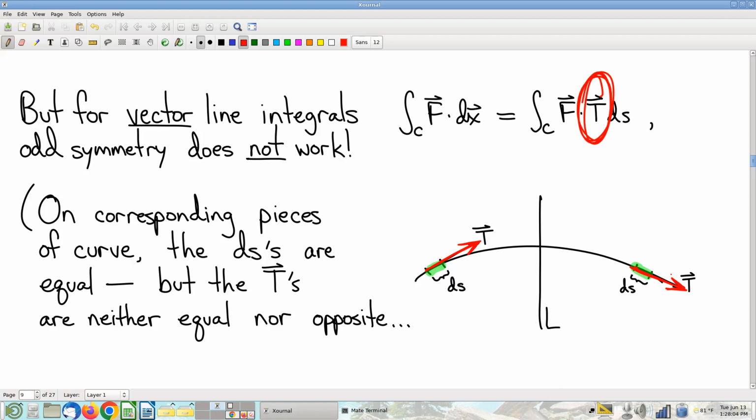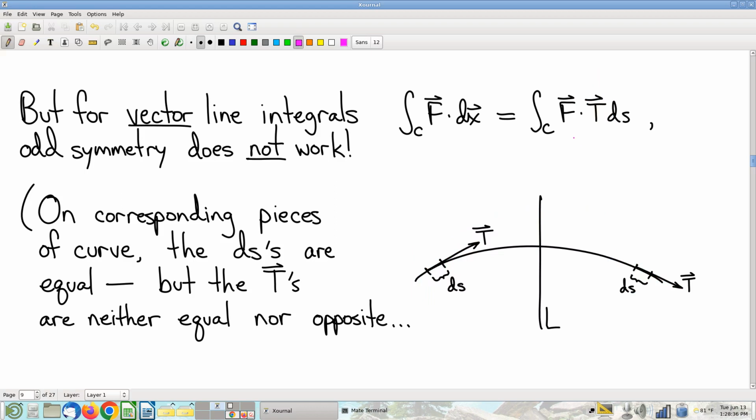They're just different. Right? So there's no hope, there would be no reason to expect that somehow what's happening on that piece and what's happening on this piece would obviously relate to each other because those unit tangent vectors are just different. So, bad news. Right? So no odd symmetry theorem for vector line integrals.